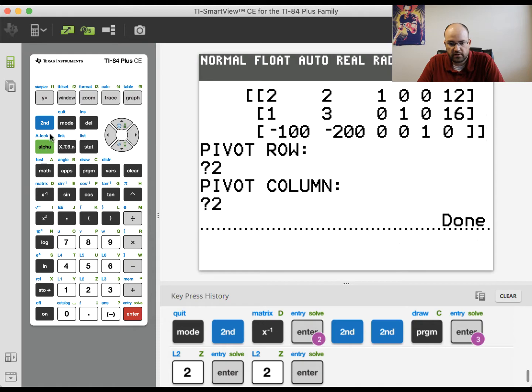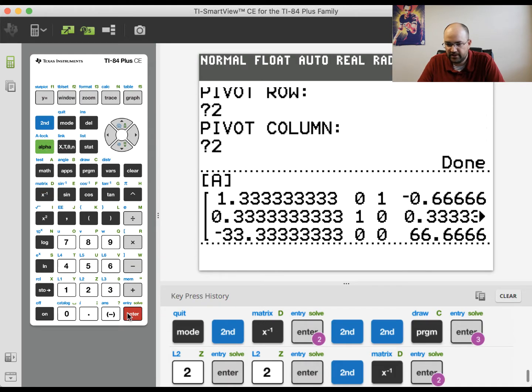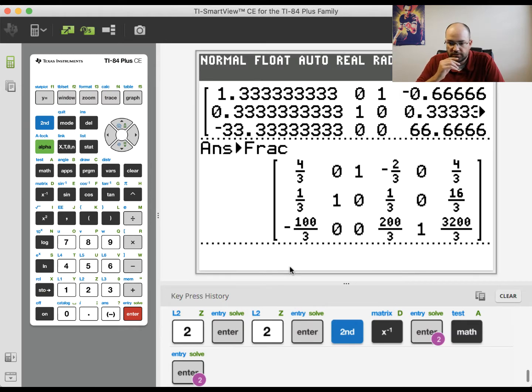Done. Go back into matrix, click enter for A to see what happened, and we've got a whole bunch of weirdness, which is the reason I like to do math, enter, enter. Awesome. Good deal. So this is our new matrix, which I'm going to write down.